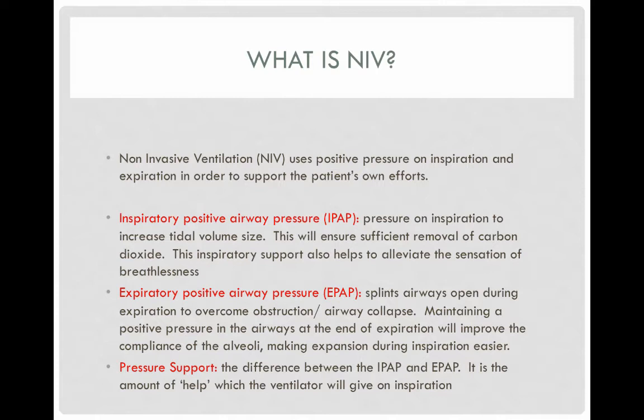So one of the first terms is IPAP, which means inspiratory positive airway pressure, and that's the pressure that we get on inspiration that will improve our tidal volume and help with alveolar ventilation, which will remove carbon dioxide. EPAP, or expiratory positive airway pressure, splints those airways open and improves FRC, which is going to improve oxygenation. Pressure support is the difference between the IPAP and the EPAP pressure. This is really the amount of support or help or enhancement of the breath that is given during inspiration.